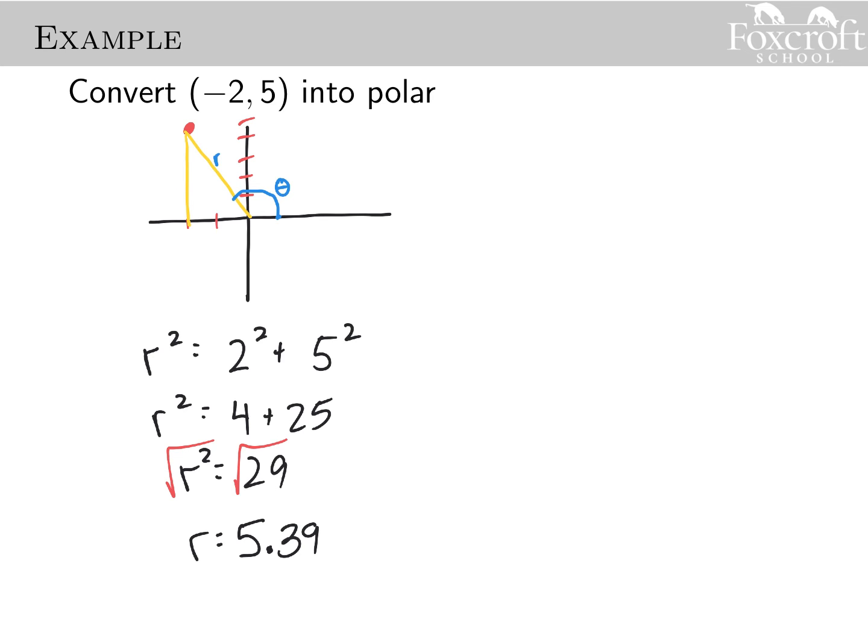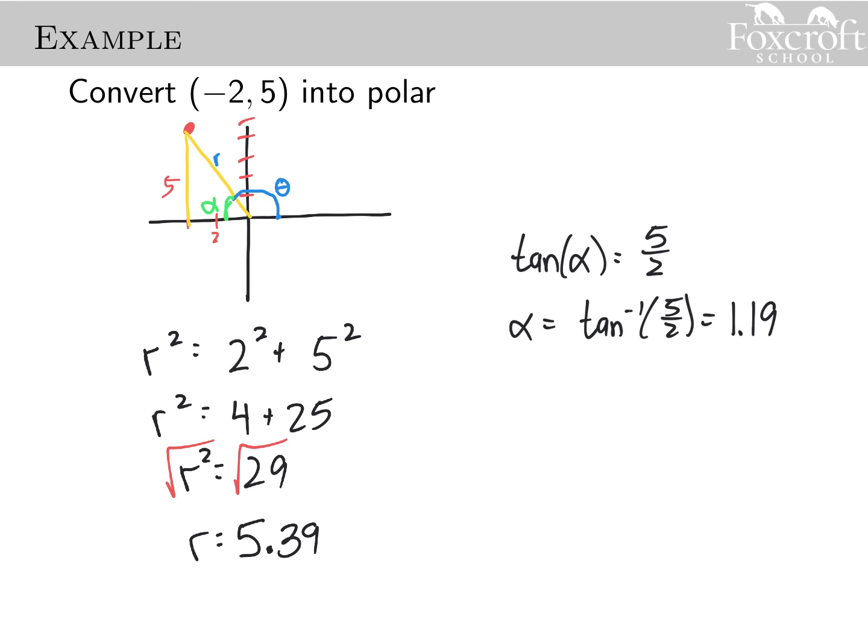But that angle theta that I just wrote in blue is not part of the right triangle. But what I can do is use my right triangle to figure out this angle, just call it alpha or something. And you can see alpha and theta combine to give me the full half circle. So I'm going to figure out alpha. This was a 2, it's a 5. So tangent of alpha is 5/2. So alpha is going to be tan inverse of 5/2, which the calculator will have to do for me. Tan inverse of 5 divided by 2 is 1.19 radians.